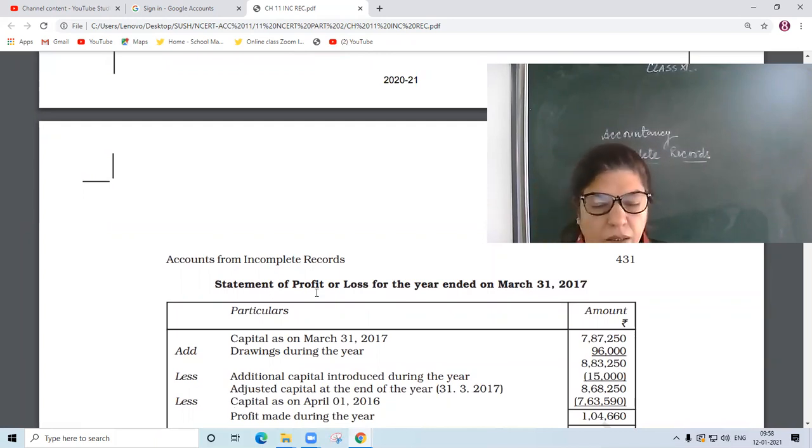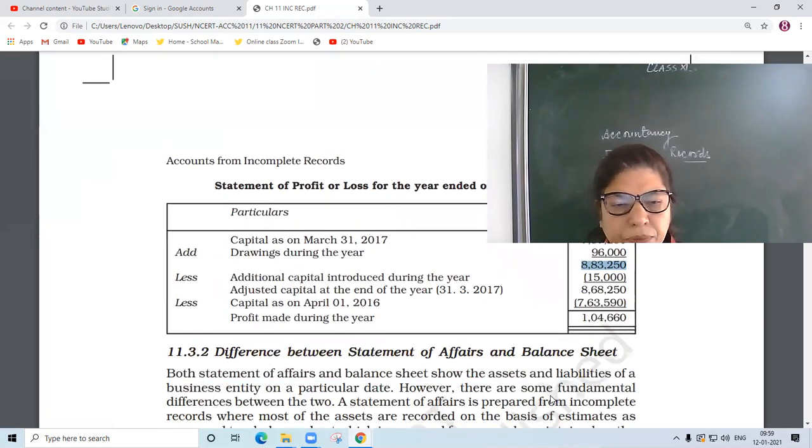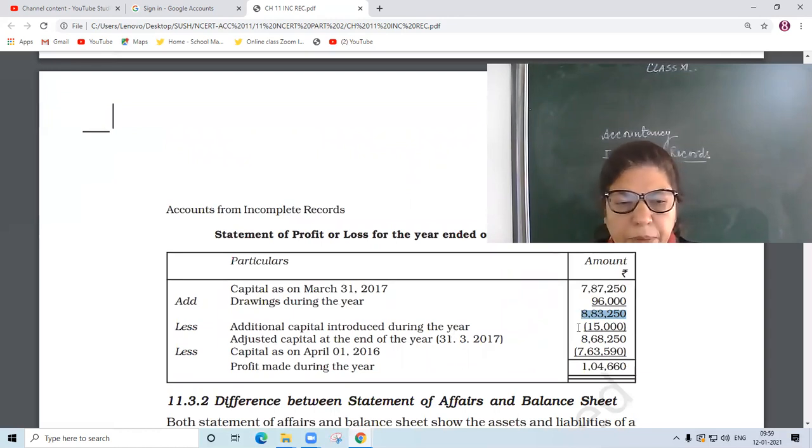See, closing capital 7,87,250, drawings 8,000 per month means 8,000 into 12, then the total is 8,83,250. Very good. Then additional capital, or the capital introduced during the year, or in the middle of the year, should be subtracted, and then opening capital to be subtracted.